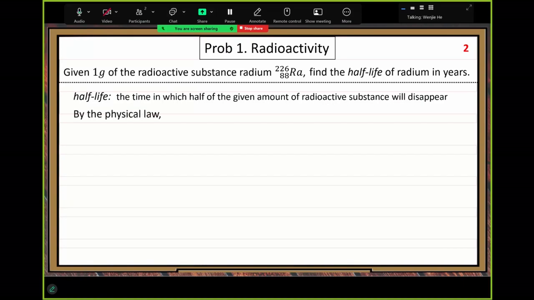By the physical law, we need to use some physical law. You can see step 1, we try to understand all the concepts appearing in this question. Step 2, we need to establish some mathematical model. So we need to use some physical law to establish that model. What physical law? The physical law is the time rate of change.